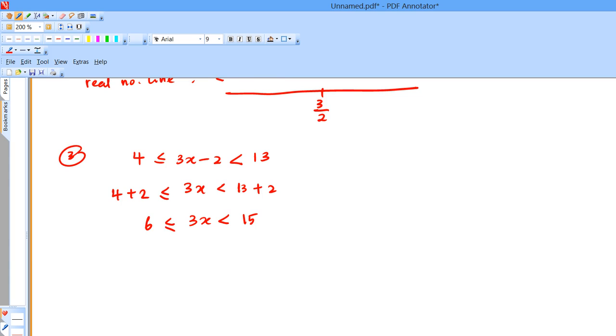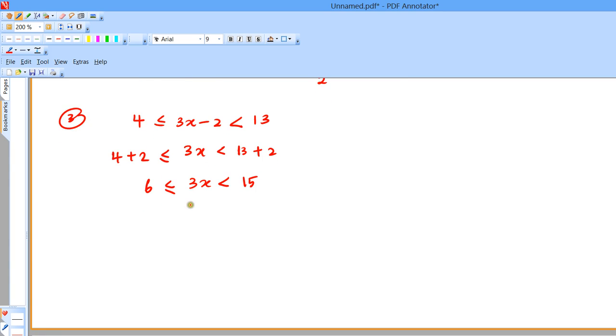And then to solve for x, we need to divide. So x less than, since 3 is positive, not negative, we do not need to change the inequality symbol. So x less than 15 divided by 3, greater than or equal to 6 divided by 3, or x less than 5 and greater than or equal to 2. So this is the solution in inequality form or inequality notation.